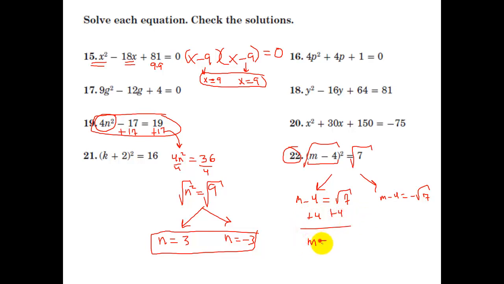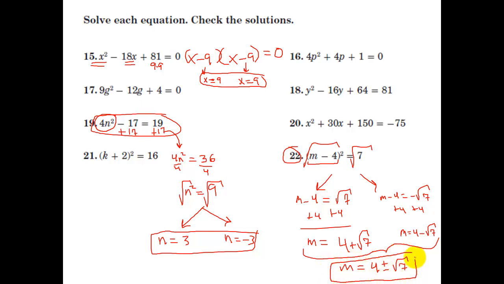We get m equals 4 plus the square root of 7. You cannot combine these together because this is a square root and this is just a normal integer. Same thing here, plus 4 on both sides, so m equals 4 minus the square root of 7. And these can actually be combined, and we can write m equals 4 plus or minus the square root of 7. They have the exact same format, just one is positive and one is negative. It's pretty common to write the answer as 4 plus or minus the square root of 7.